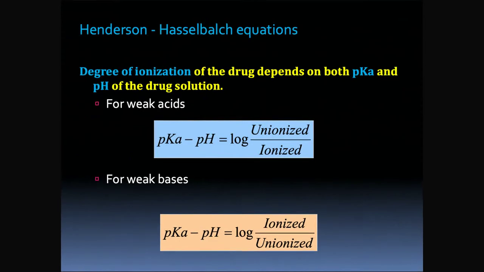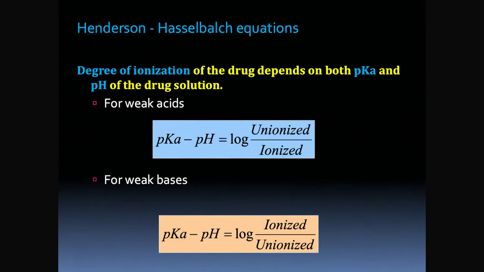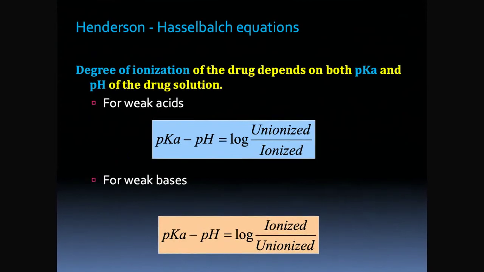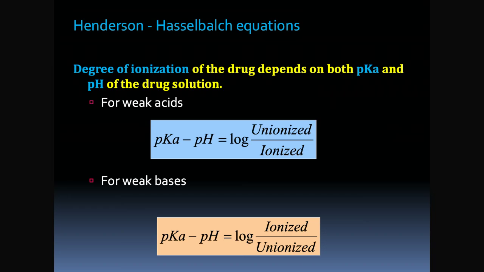Shift your analysis to weak bases, where the same pKa minus pH calculation equals the log of the ionized concentration over the unionized concentration. Note the critical inversion of the ratio here. Solving these logarithmic relationships provides the exact percentage of drug capable of crossing the lipid membrane at any specific physiological site.